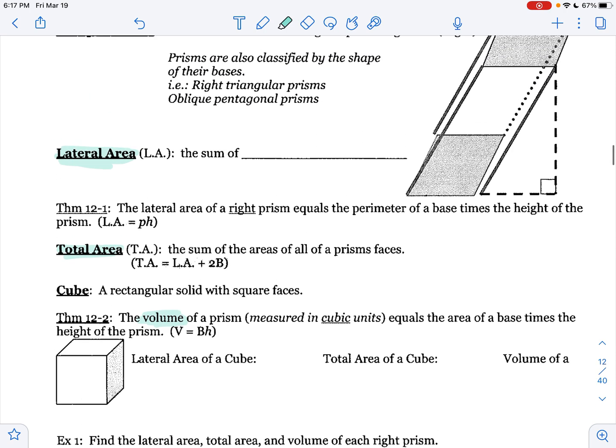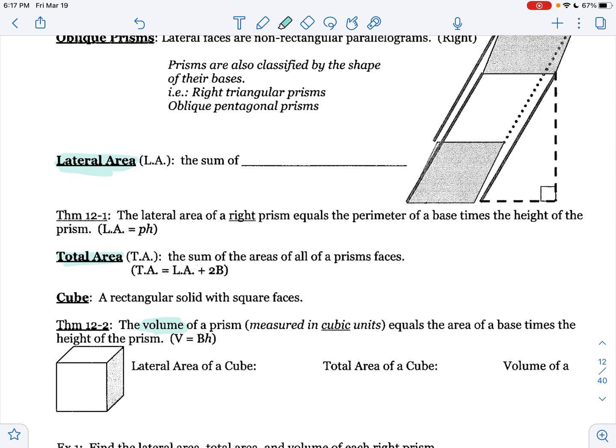And so the lateral area is what you would picture when you're describing the lateral faces, the area of all the lateral faces. So essentially it's the sum of the areas. So let's go ahead and fill in the blank here. Sum of the areas of a prism's lateral faces. And let's make that plural because it's all the lateral faces together. So we're going to sum that all together.